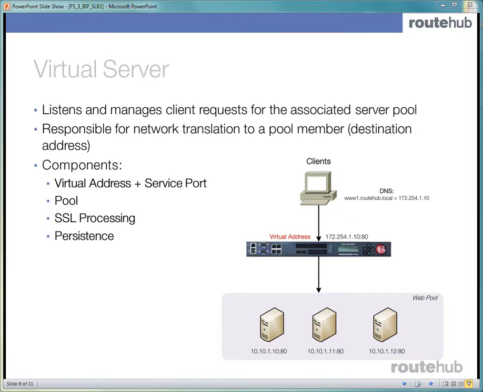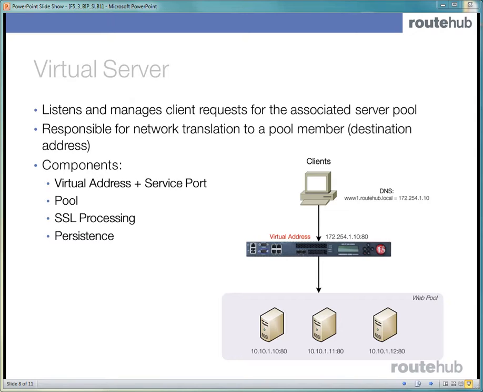Another component is the virtual server, which will listen and manage traffic for the associated server pool. This is what clients on the outside would connect to directly. It is the virtual server that will do a network translation to a member within the server pool. Now the source IP, the IP of the client, will not be translated, only the destination, which is basically the member itself.